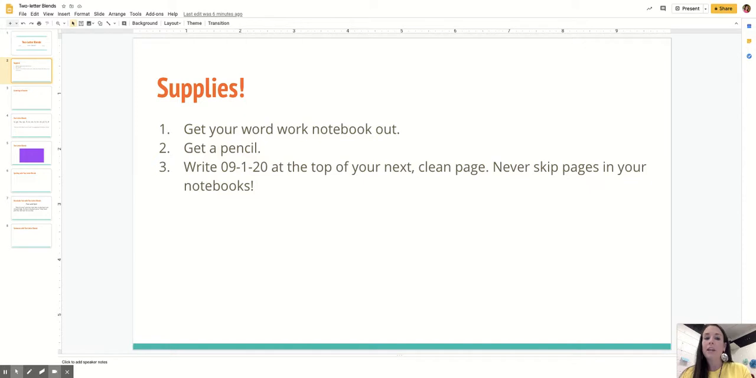Remember, we never skip pages in our notebooks. You can pause the video at this time to get your supplies and to write the date at the top of your paper. I'm going to keep going at this time.